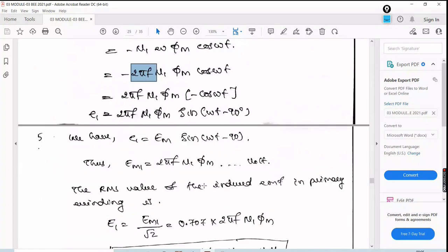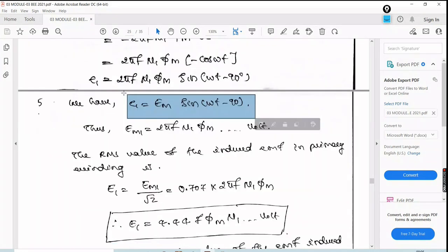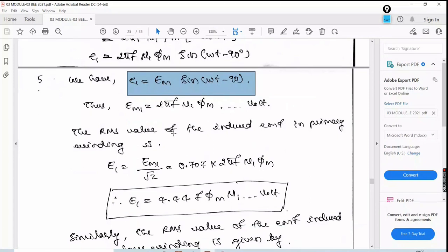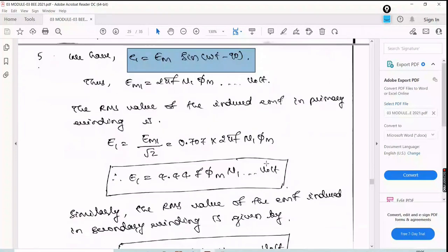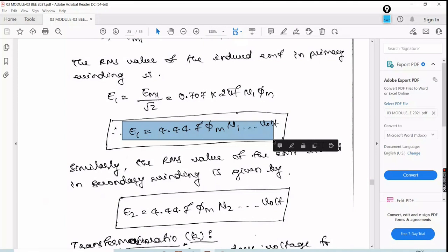Then cos of omega t, with the negative sign, will be represented by sine of omega t minus 90. Whenever you compare this with E1 equal to Em into sine of omega t minus 90, we get Em1 equal to 2πf into N1 into φm. But we want the RMS value of the voltage. E1 is equal to Em divided by root 2, which is equal to 0.707 into 2πf into N1 into φm. This itself is called the EMF equation of the transformer.